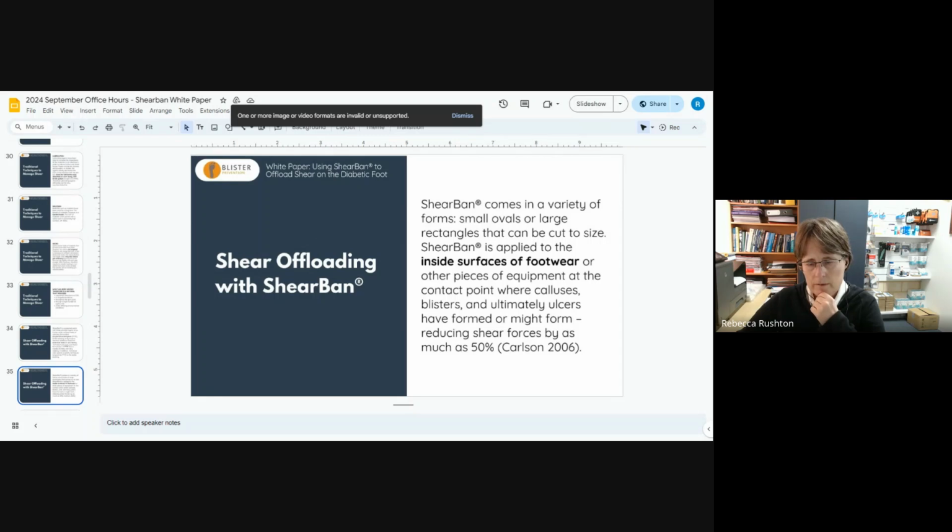ShearBan comes in a variety of forms, small ovals or large rectangles that can be cut to size. These days it only comes in the sheets, and because Engo's is the exact same product, the patches are now just in the Engo brand. ShearBan is applied to the inside surfaces of footwear or other pieces of equipment at the contact point where calluses, blisters, and ultimately ulcers have formed or might form, reducing shear forces by as much as 50%.